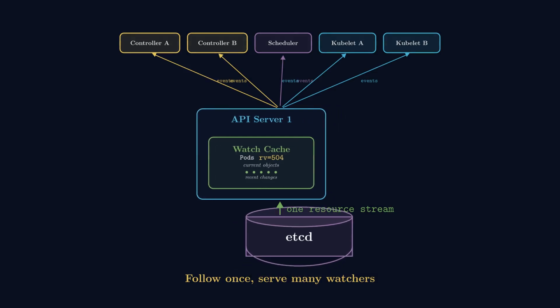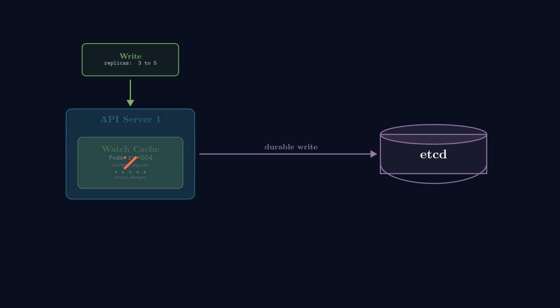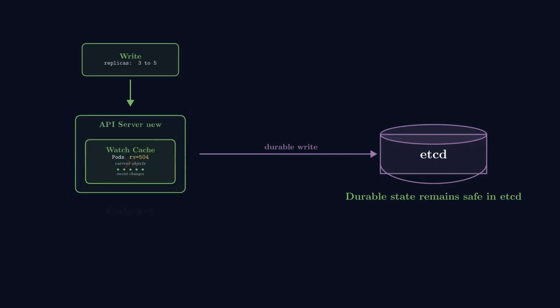The watch cache is useful, but it is not a second database. A write still becomes durable in etcd. If an API server restarts, its in-memory cache disappears. The new process simply rebuilds the cache from etcd and starts watching from the new snapshot point.